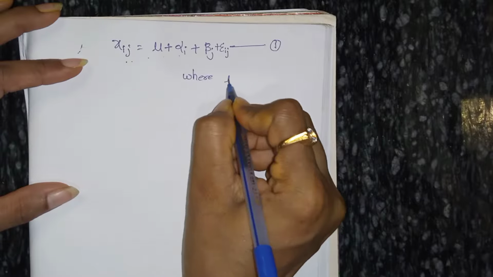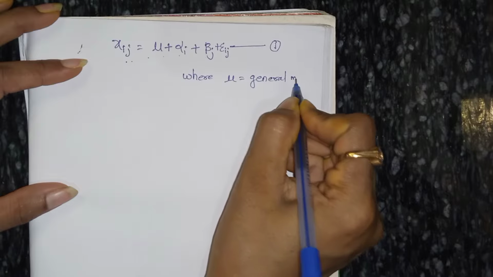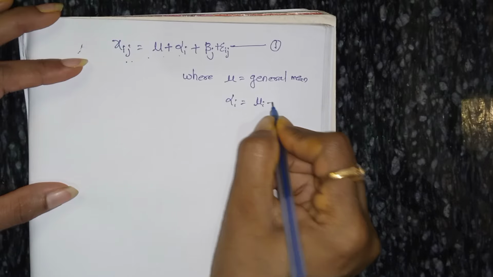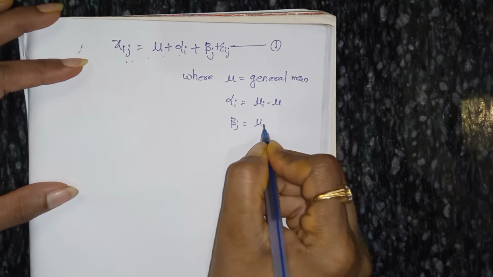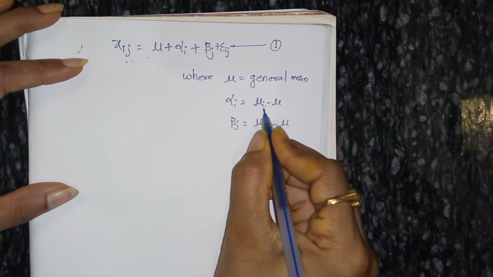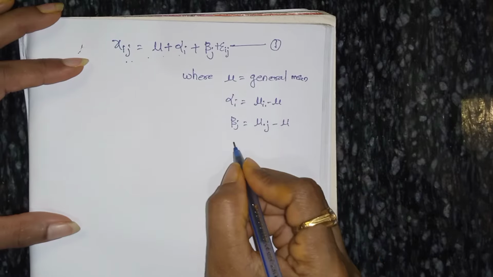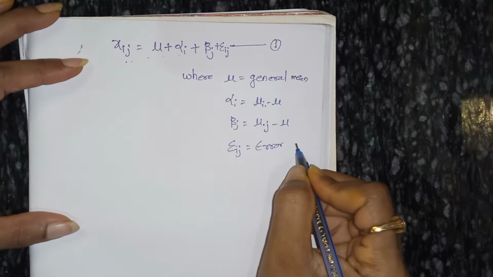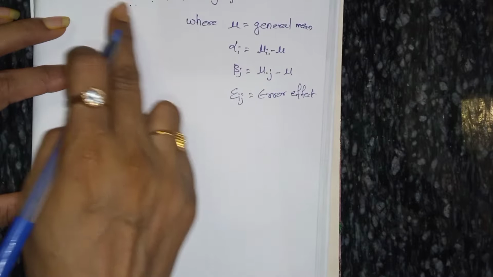Where mu equals the general mean, alpha i equals mu i minus mu, beta j equals mu dot j minus mu. You can keep a dot, mu i dot, or else mu i simply you can write. Next, epsilon ij is the error effect. So this is about the equation.